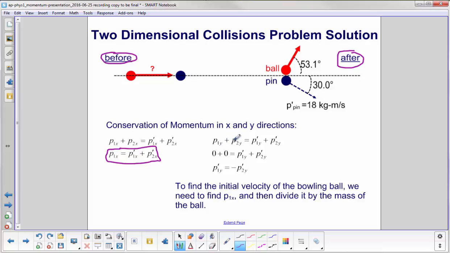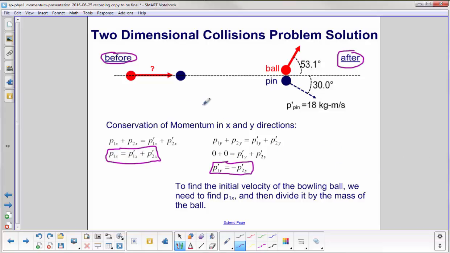The y direction, similar equation, except instead of x we put y. Now what's our initial momentum in the y direction? Well, the pin isn't moving, and the ball is only moving in the x direction. So these both get replaced by 0. We get P1y prime plus P2y prime equals 0. And we come up with this relationship for the final momenta in the y direction.